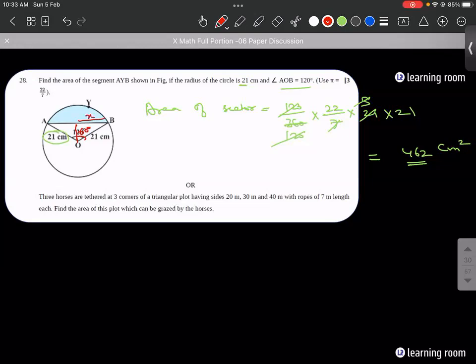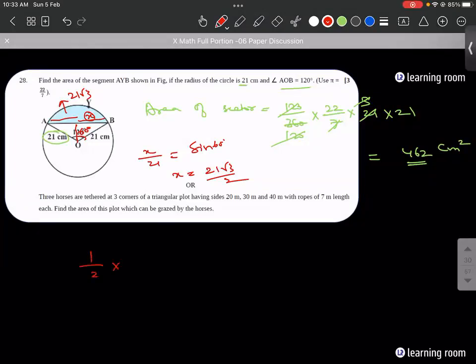Let this be x, so x by 21 is equal to sin 60, opposite, sorry. Sin 60 is root 3 by 2. So x is 21 root 3 by 2. This is 21 root 3 by 2, so 21 root 3 will be the total value of the base.